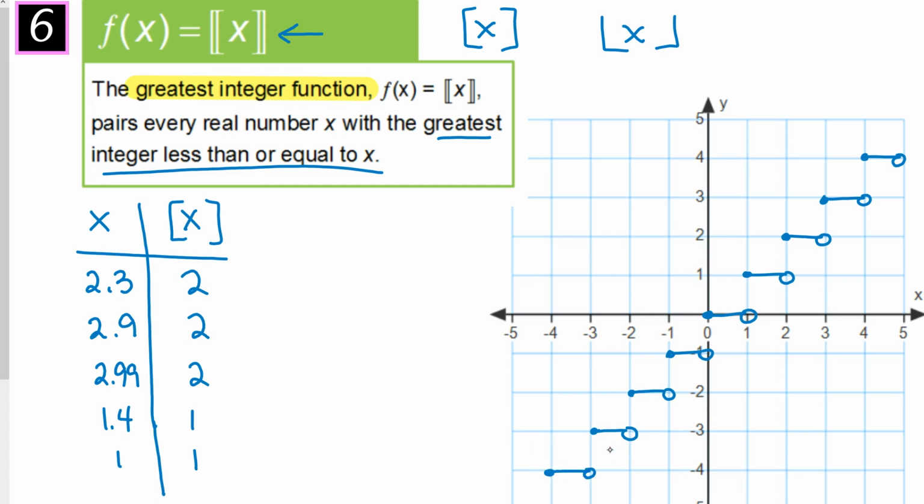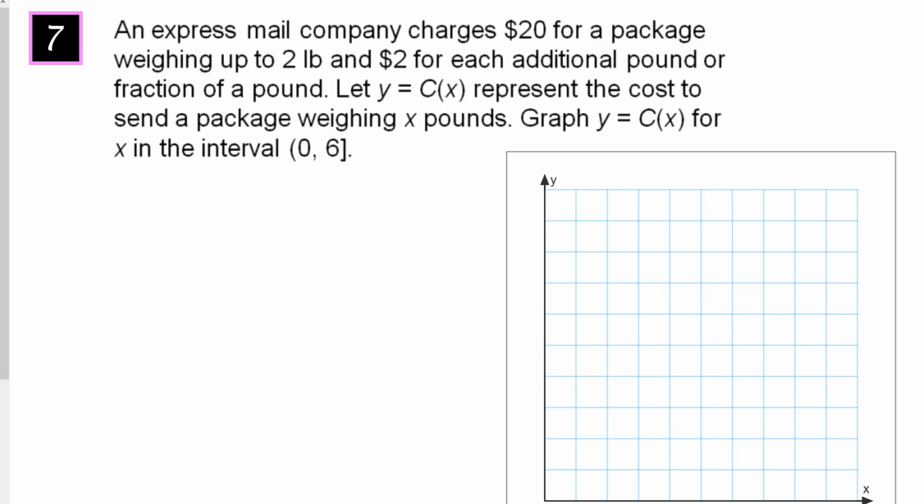It's known as a step function, and it's known as the floor function. Everything just rounds down or falls down to the floor. There are other kinds of functions where everything rounds up, and a variety of things like that. So let's end with this problem where we're kind of applying the idea of a step function or a piecewise function to a real-world situation.